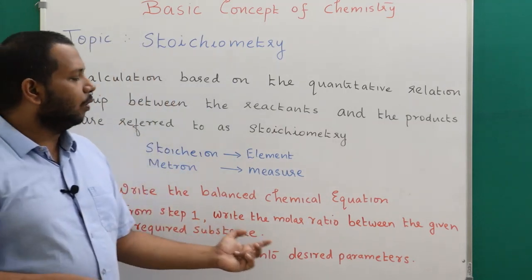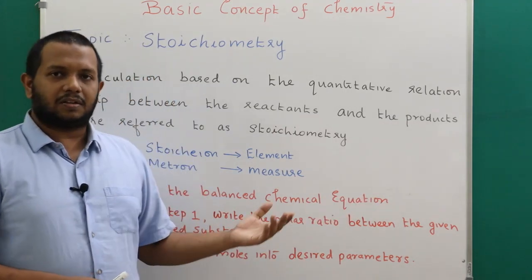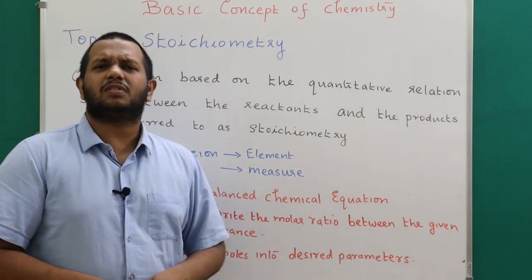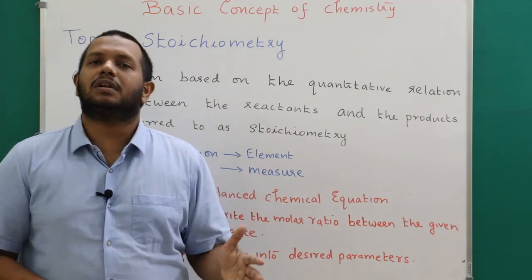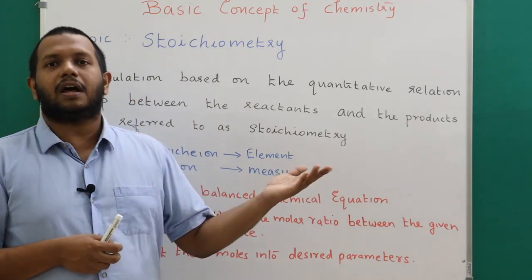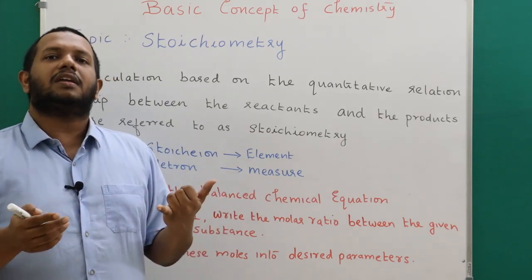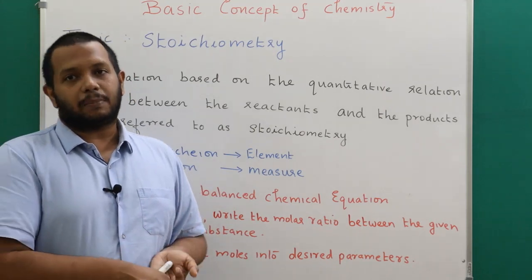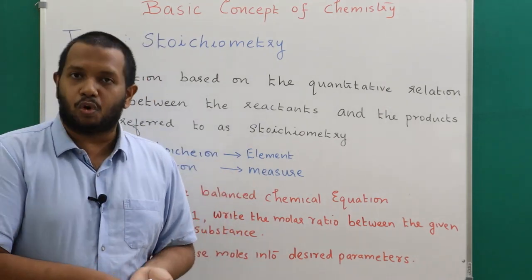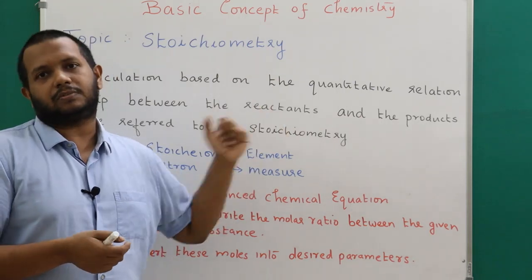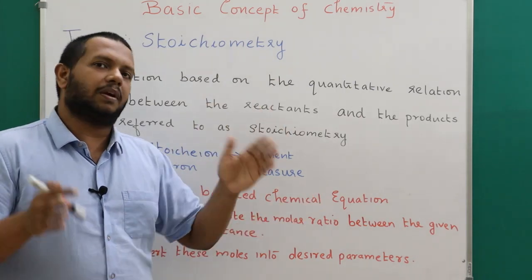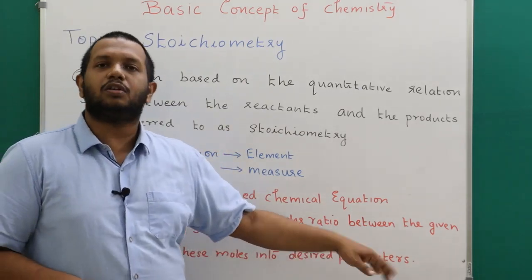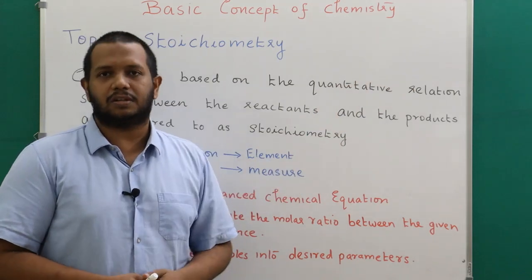Now convert these moles into desired parameters. Why do we need to convert these moles into desired parameters? Because in the question they may not be asking you for moles. They can ask you many things actually. They can ask you the number of moles, or the mass, or the number of gram atoms, or the volume. We have learned many terms, right? So all those things they can ask. But fundamentally what we are doing is first finding the number of moles and converting it into the desired parameter asked in the question.